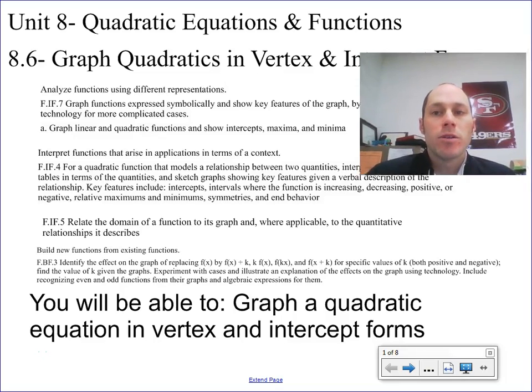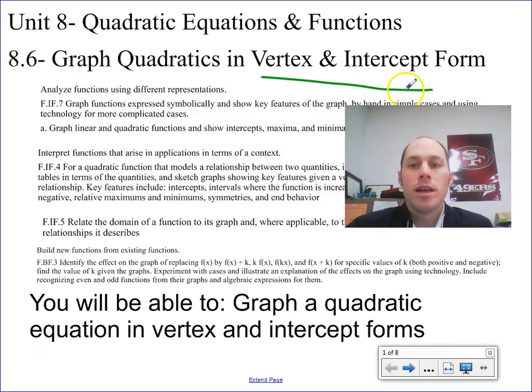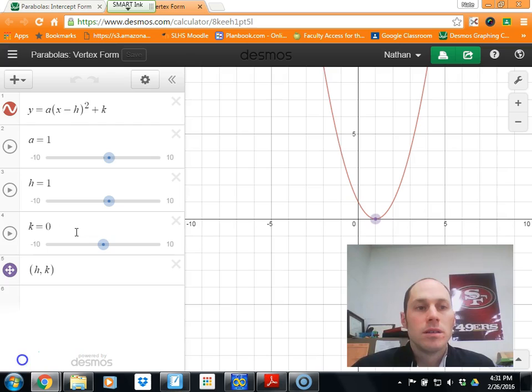Last time we talked about how to graph quadratics in standard form. Today we're going to learn vertex form and intercept form. And you'll find out why we call those vertex form and intercept form. It gives you a hint, it has to do with their names. So let's start by taking a look in Desmos and see if we can figure out those connections.